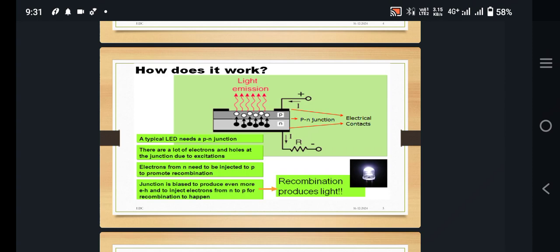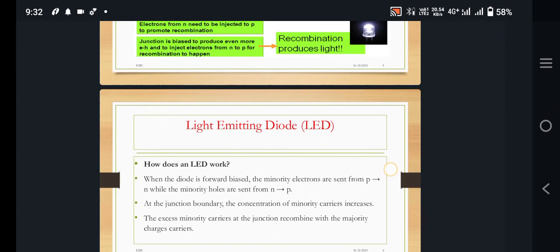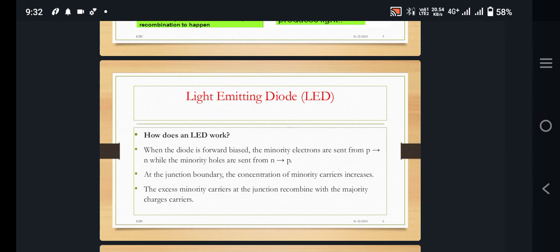Light emission. A typical LED needs a PN junction. There are a lot of electrons and holes at the junction due to excitation. Electrons from N need to be injected to P to promote recombination. The junction is biased to produce even more electrons and holes, and to inject electrons from N to P for recombination to happen. This recombination produces the amount of light.